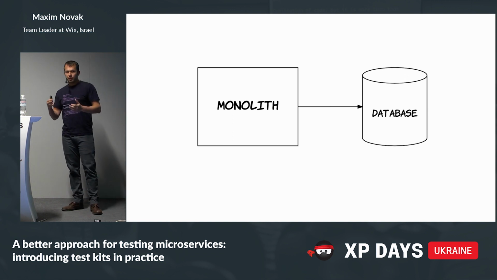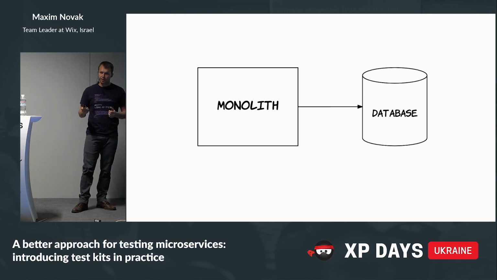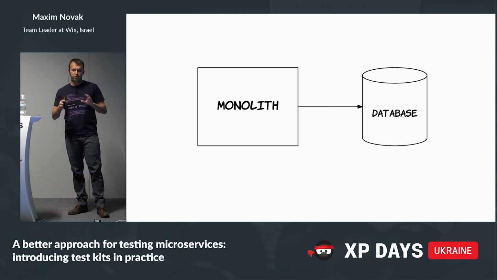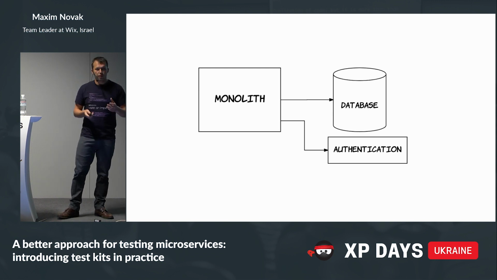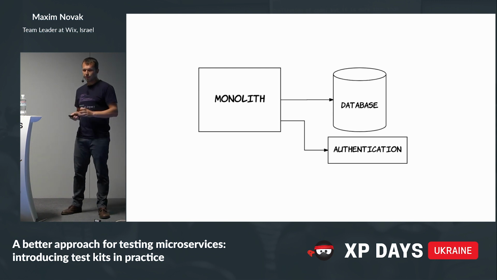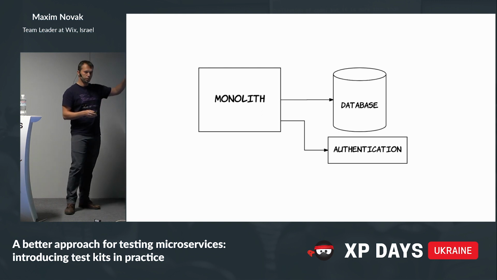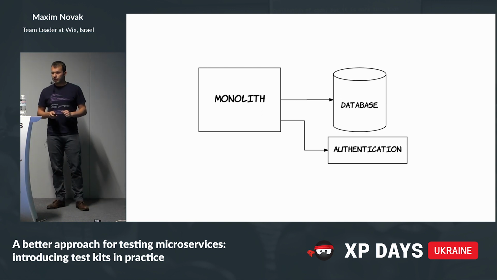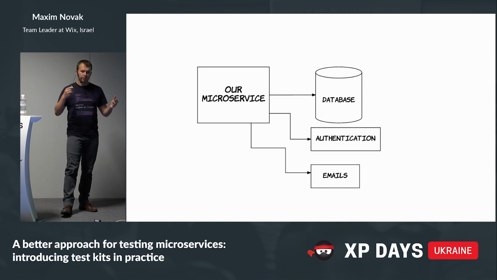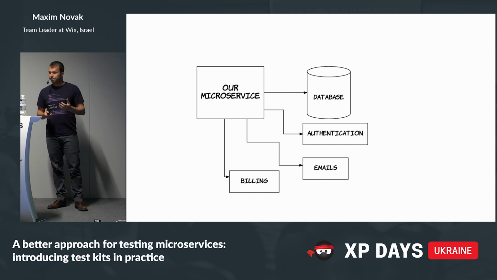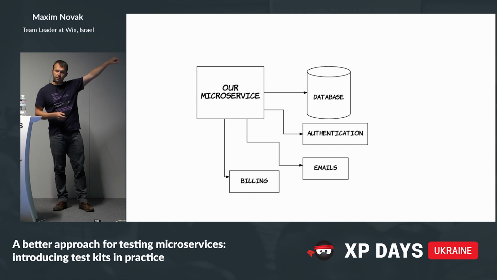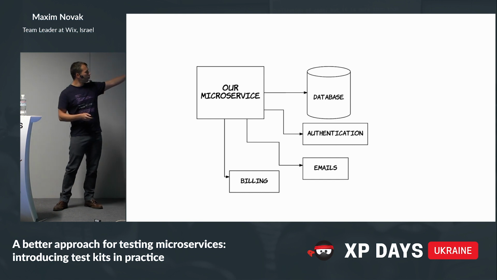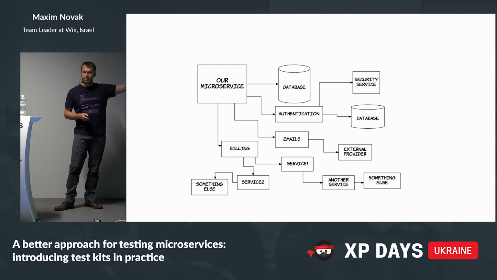Then, when the company grew and more users and more developers came, we started to split this monolith into microservices. We decided, okay, maybe authentication is a different concern from the core domain, so we created a service for that. Emails, maybe some other service should take care of this. Billing, etc. And as if that's not enough, now we have a lot of dependencies for our service, and each one of our dependencies has its own dependencies.